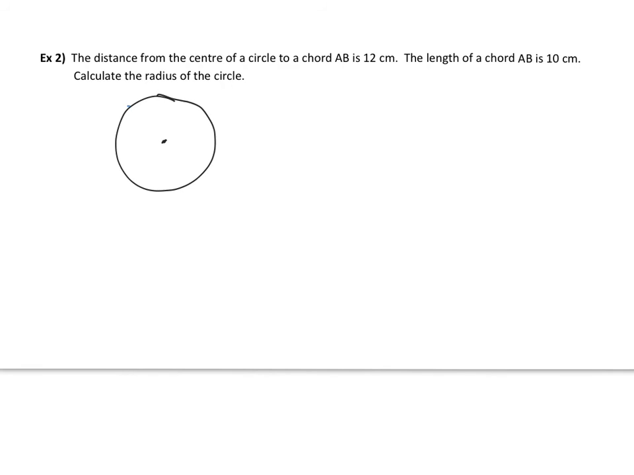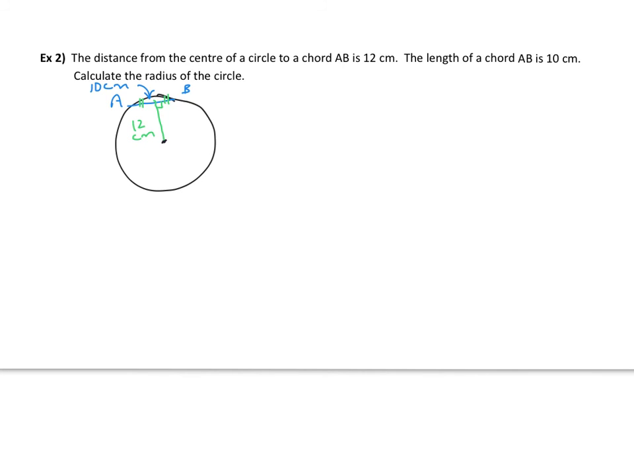So let's put a chord in here. So we'll make that chord A to B. The length of that chord, so that length is 10 centimeters. That's not very clear. Let's see if I can write that more clearly. 10 centimeters is the length of the chord. And we know that the distance from the center to the chord, so that's got to be meeting it at 90 degrees. So that means this is midpoint because of our chord theorem. That is 12 centimeters.